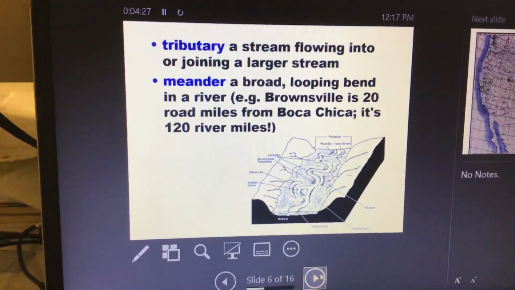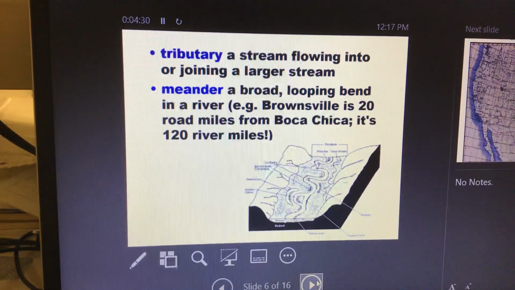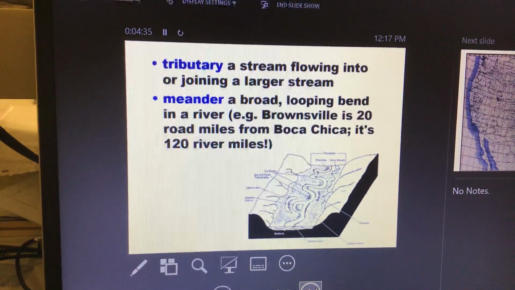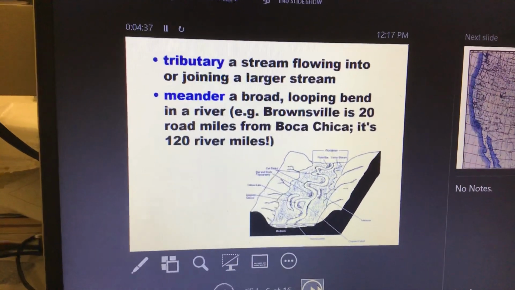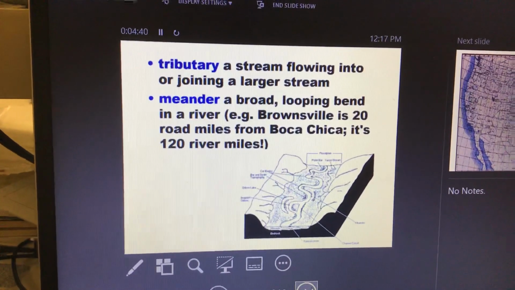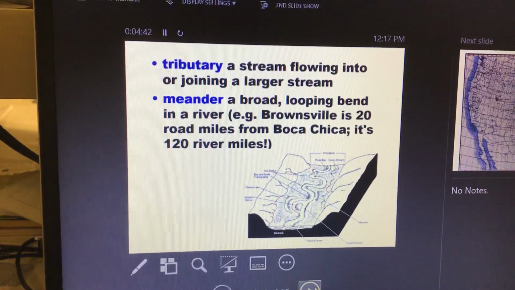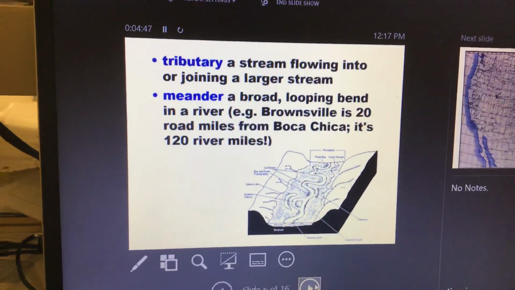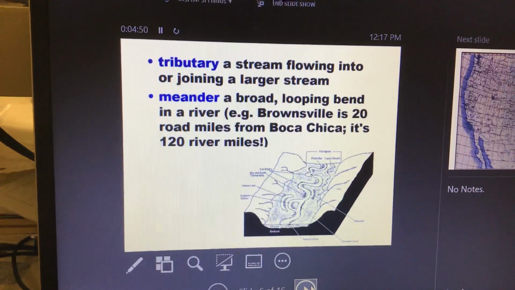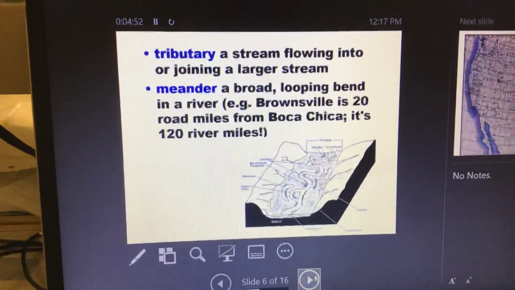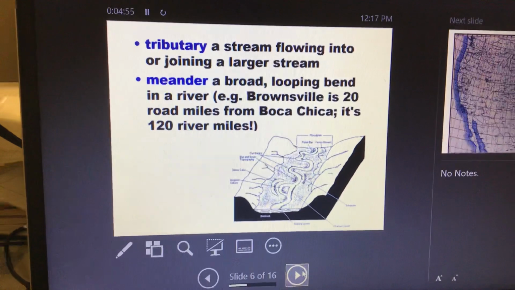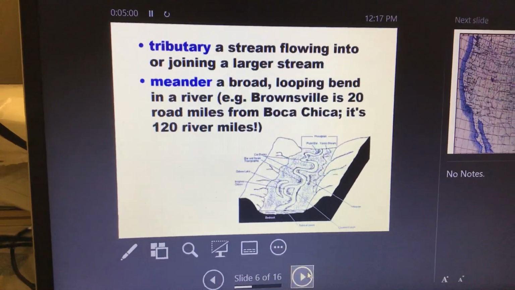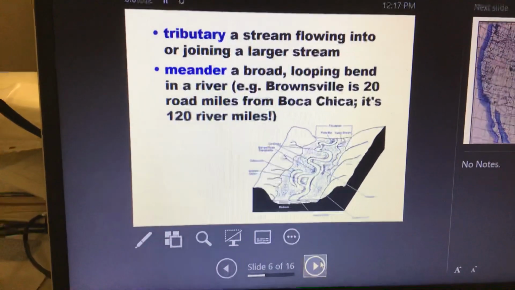Meander is just a bend or a loop. Rivers don't go in straight lines. They're going to go to areas where there's less resistance. So if a river is flowing and all of a sudden there's a hill there, the river isn't going to cut through the hill. It's going to go around it because it's easier. A lot of you guys maybe try to find the easy way out when it comes to your homework. That would be kind of a similar thing. So meander, you're going to loop, you're going to bend around things.